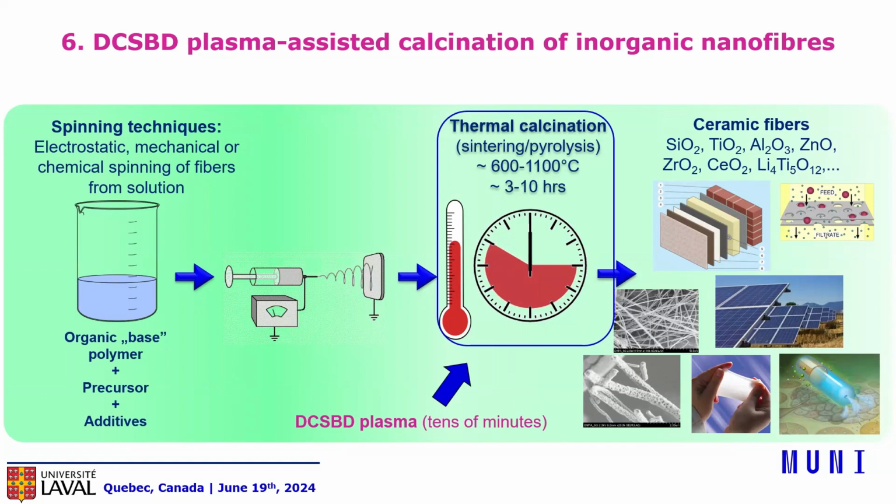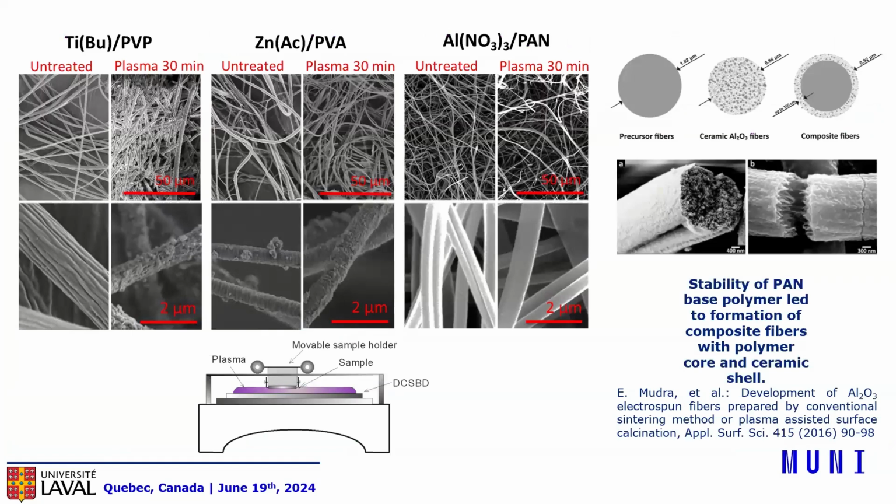If somebody is interested, there are a lot of papers from our group and also from Comenius University on this topic. These nanofibers can be used in solar cells, fuel cells, as implants, and in different areas. Here you can see typical scanning electron microscopy images of nanofibers prepared using different base polymers, polyvinyl pyrrolidone, polyvinyl acetate, and PAN. And what is interesting, some base polymers respond really differently to the effect of the plasma.